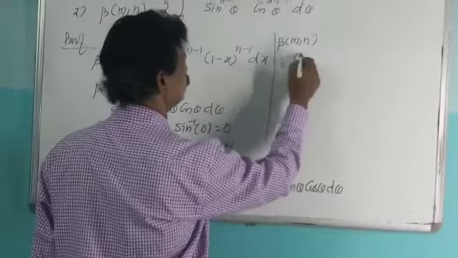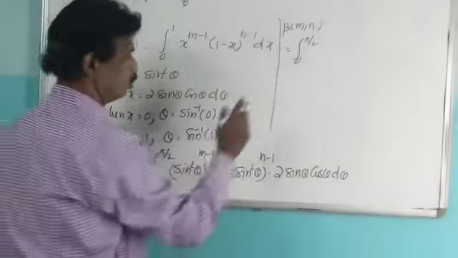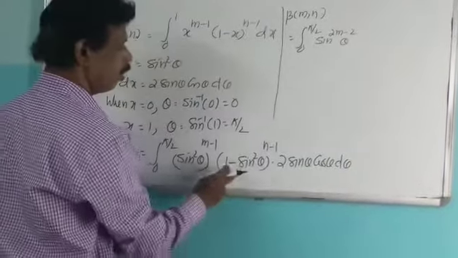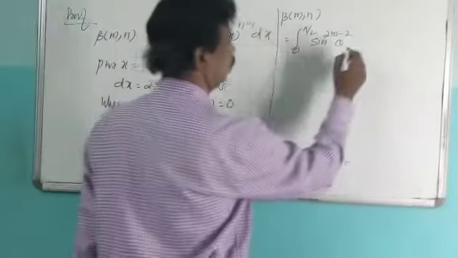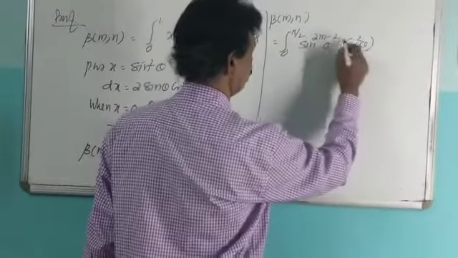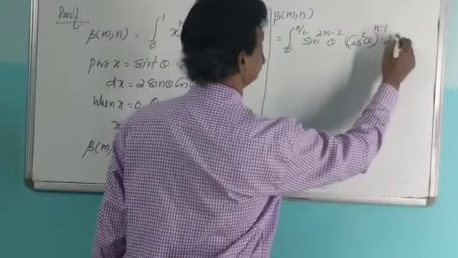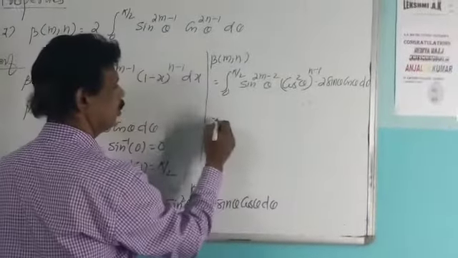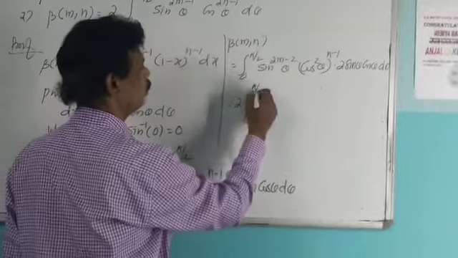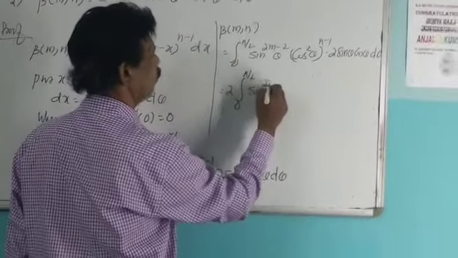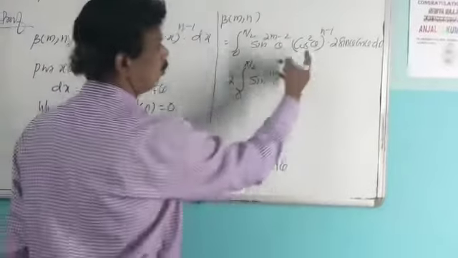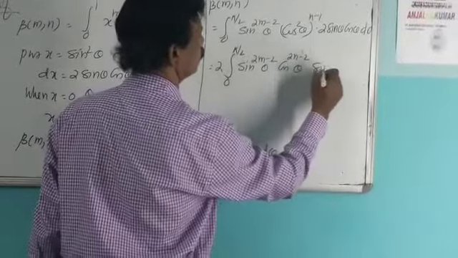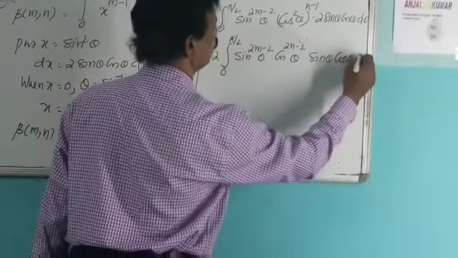That is, beta mn equal to integral 0 to pi by 2, sine raised to 2m minus 2 theta, 1 minus sine square theta, that is cos square theta, all raised to n minus 1, into 2 sine theta cos theta d theta. Take 2 as a common term: 2 out of 0 to pi by 2, sine raised to 2m minus 2 theta, cos raised to 2n minus 2 theta, into sine theta cos theta d theta.